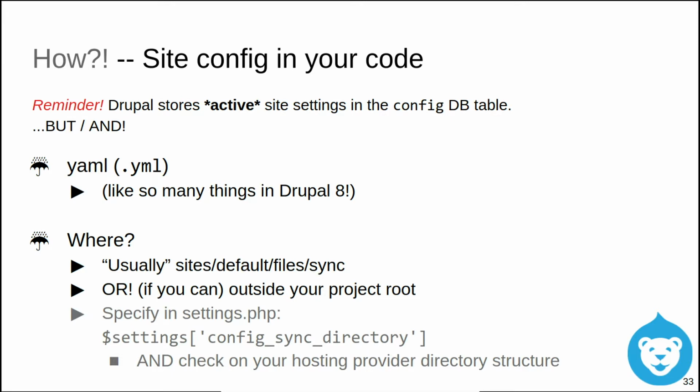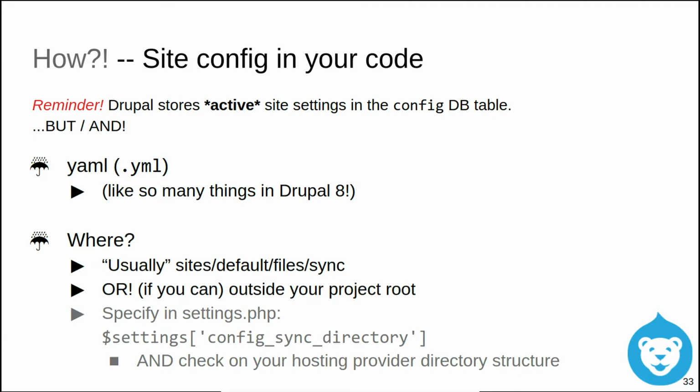So remember that Drupal stores active site configurations in the config database table, and you can record configuration in YAML files, .yml. Where did they go? Usually, in a lot of situations, they'll end up in sites/default/files or sites/default/config or sites/default/files/sync. There's an example in default.settings.php that comes with core.